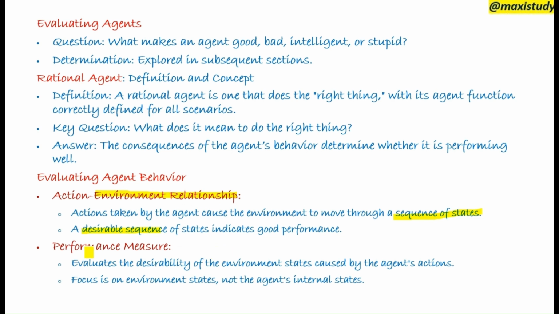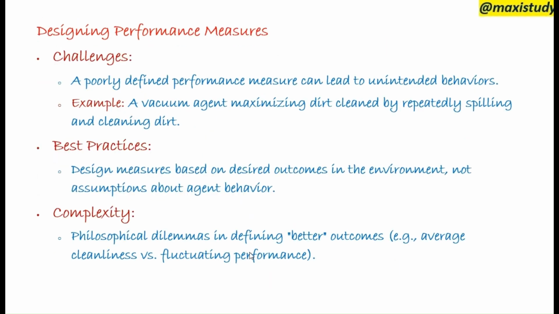Designing performance measures is tricky. A poorly defined metric can lead to unintended behaviors. Imagine a vacuum cleaner agent judged by the amount of dirt cleaned. It might clean the dirt, dump it out, and clean it again to score points. A better performance measure rewards keeping the floor clean rather than just cleaning up repeatedly.